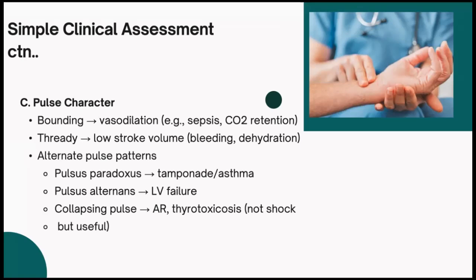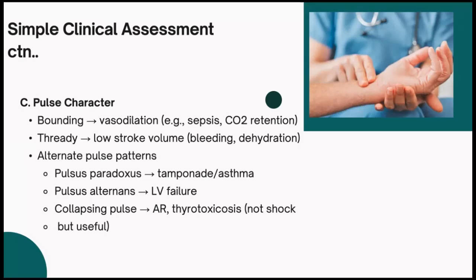So collapsing pulse such as in thyrotoxicosis, AR patients, and it is not shock, but you need to understand what type of shock it is because we have 4 types of shock: hypovolemic, distributive, cardiogenic, and, what is the other one? Anaphylaxis is distributive, cardiogenic, hypovolemic, so neurogenic shock. Yes, neurogenic shock. So you can differentiate what type of shock it is.